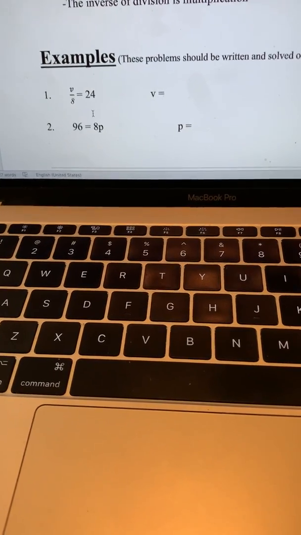I'm going to go ahead and write exactly what's on the paper on my own paper. I'm going to label this section of my paper examples, and I'm going to write the first example down, making sure that I'm being super careful and writing it exactly like it says it on the computer. V over 8 equals 24.